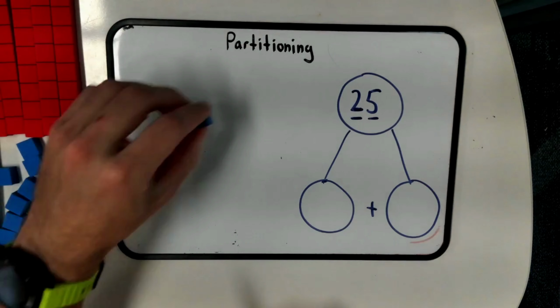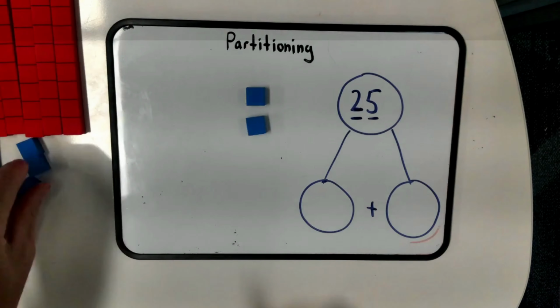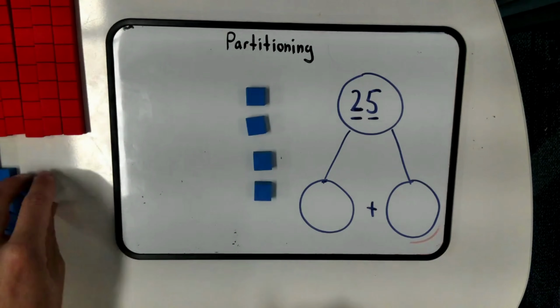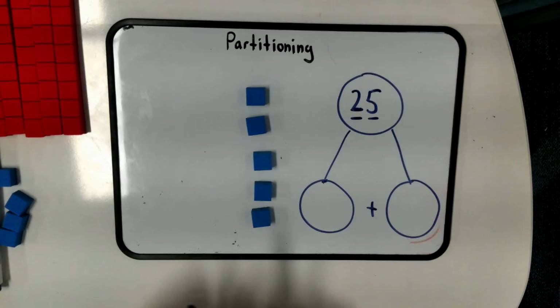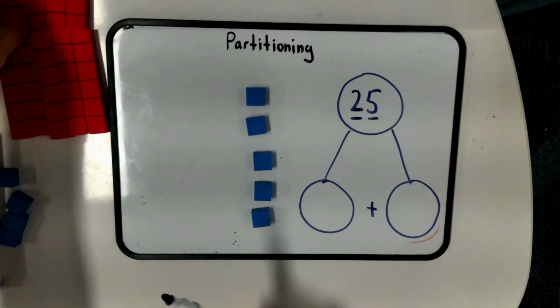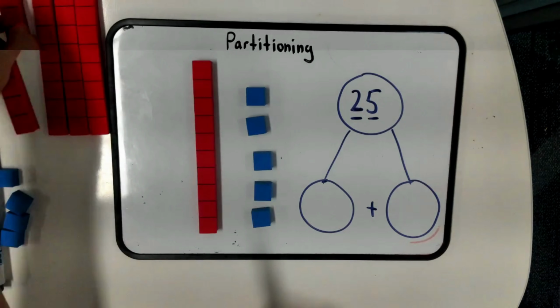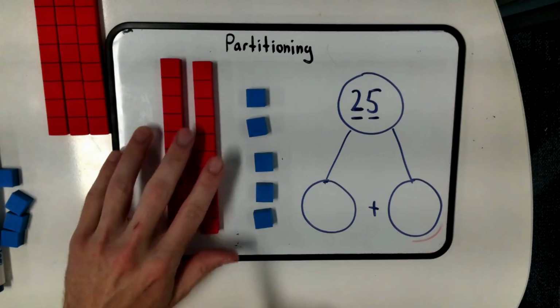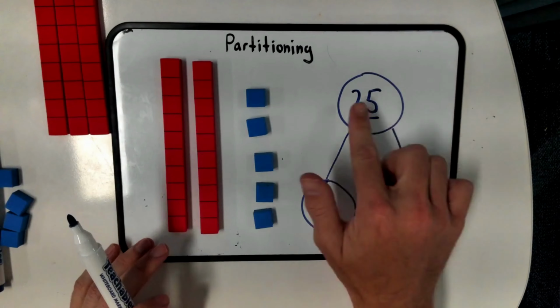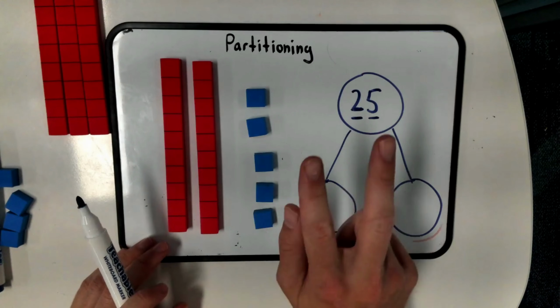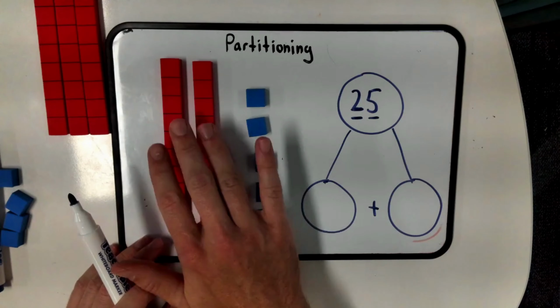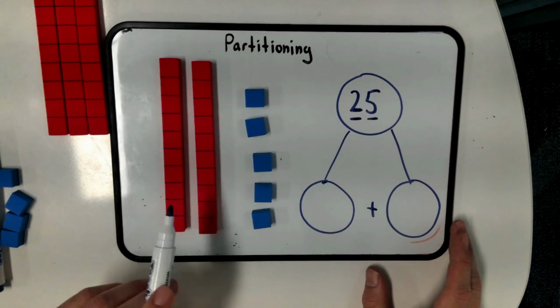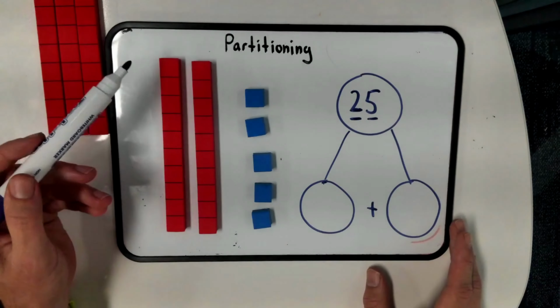So what I'm going to do is get 5 ones out here, 2, 3, 4, 5, to represent our 5 ones. And also, I'm going to get 2 groups of 10. So when we partition, we are breaking up our whole number, especially with 2 digits, into our 1s and our 10s. So, first thing I'm going to do is look at our 10s and count them.